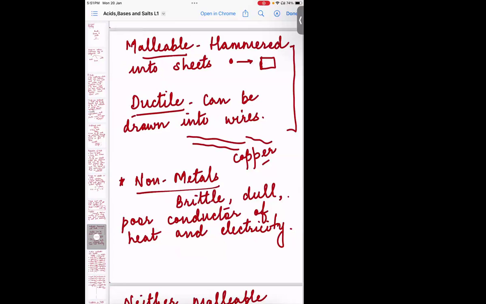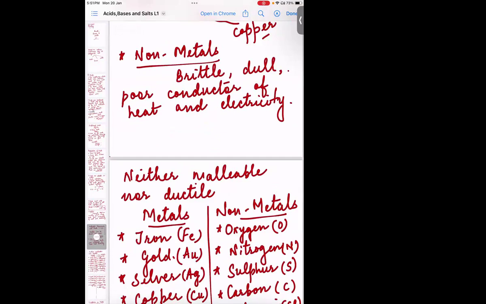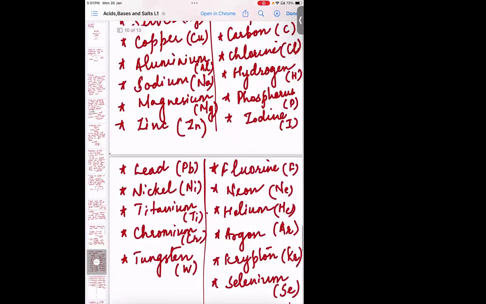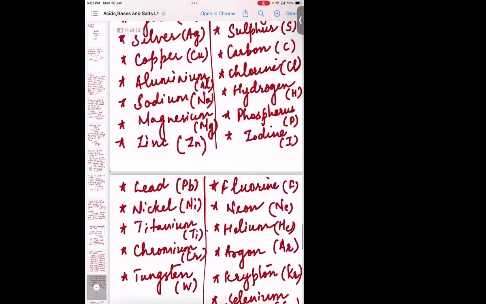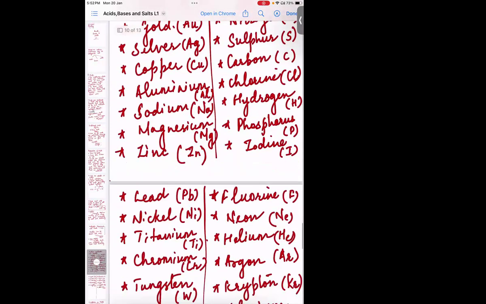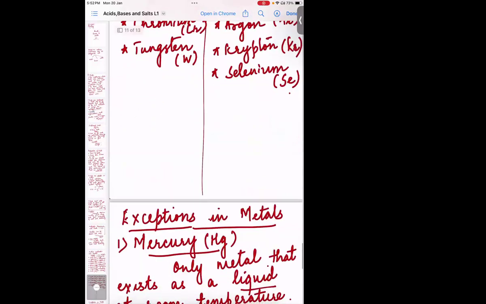As you can see, the wire used for electricity has copper, and that copper is converted through the ductile process. Non-metals are the opposite: they are brittle, dull, and cannot conduct heat and electricity. Some examples of metals are iron, gold, silver, copper, aluminum, sodium, magnesium, zinc, lead, nickel, titanium, chromium, and tungsten. Some non-metals are oxygen, nitrogen, sulfur, carbon, chlorine, hydrogen, phosphorus, iodine, fluorine, neon, helium, argon, krypton, and selenium.